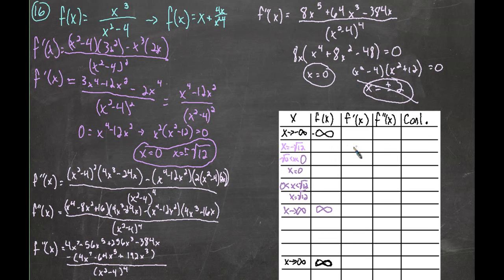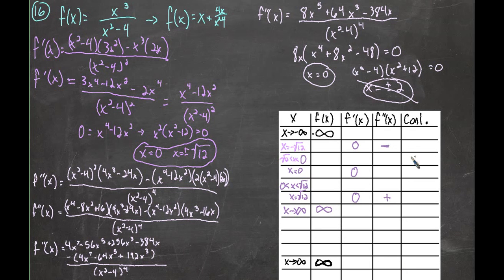So what's happening at the negative square root of 12, it is a slope of 0, also at the positive square root of 12, and also at 0 we have a slope of 0. So we want to find out, are these maximum or minimum values? Let's find out. We want to use concavity. So at the negative square root of 12, what's going on? Here it is, with the second derivative.